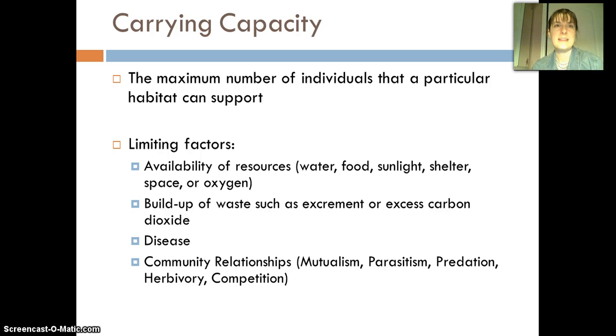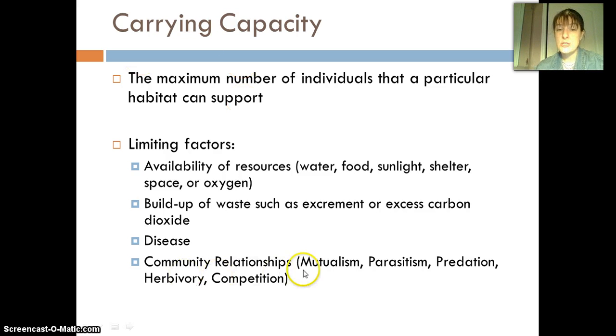Let's think a little bit more about that idea of carrying capacity. We represent it with the letter K. That's what you'll see in these equations and on these graphs. It has to do with the maximum number of individuals that a particular habitat can support. So that's going to have to do with all the things that affect the relationship between natality and immigration compared to emigration and mortality. Things like the availability of resources, buildup of waste, disease, and all those community relationships are all going to impact the number of individuals that can live in an area.